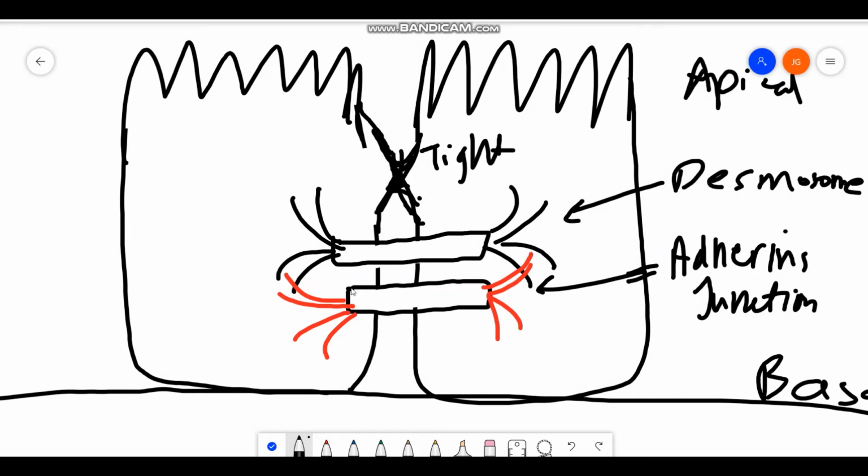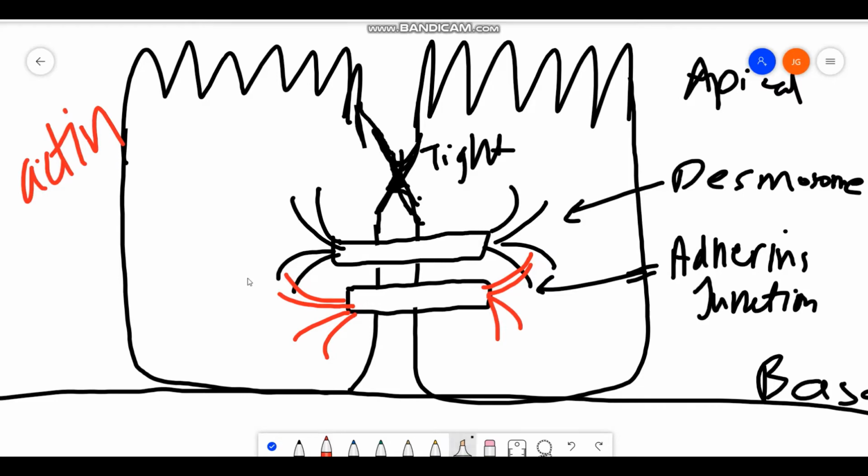The color is not actually different in the cell. The difference is the kind of cytoskeletal element that this is attached to. So your desmosome is attached to your intermediate filaments. Your adherens junction is attached to your actin. We'll talk a little bit more about that in depth. But just a convention I'm going to use throughout this video for the sake of simplicity: when I have something in red, you can probably assume it's an actin fiber unless I say otherwise.